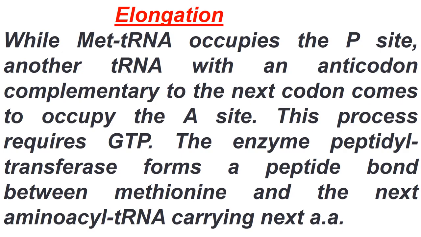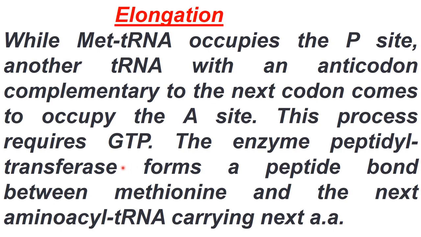Here, MAT is representing methionine tRNA. Methionine tRNA occupies the P site, as I have told you. Another tRNA with an anticodon complementary to the next codon comes to occupy the A site. This process requires energy in the form of GTP.